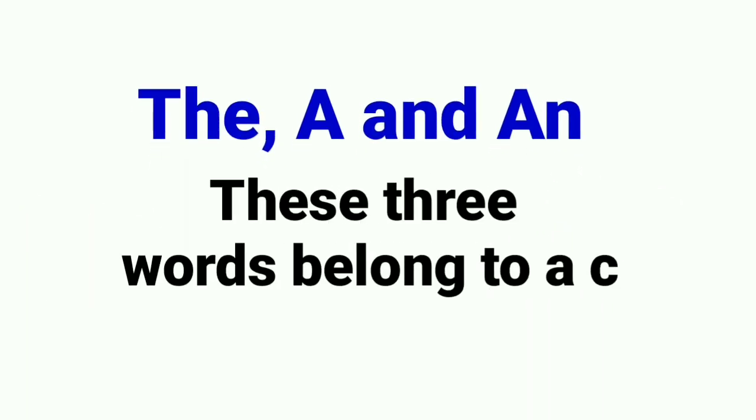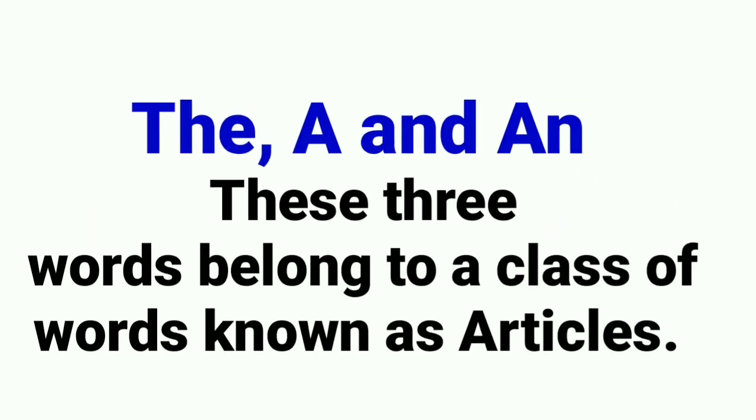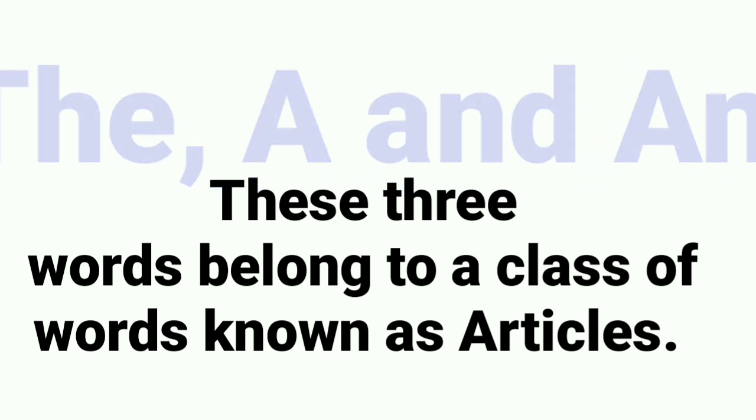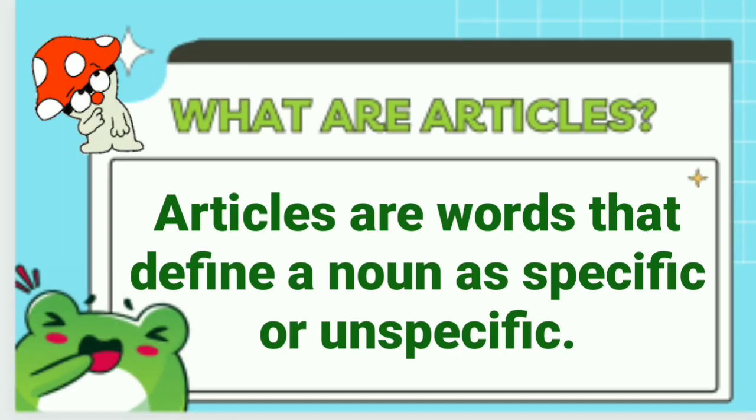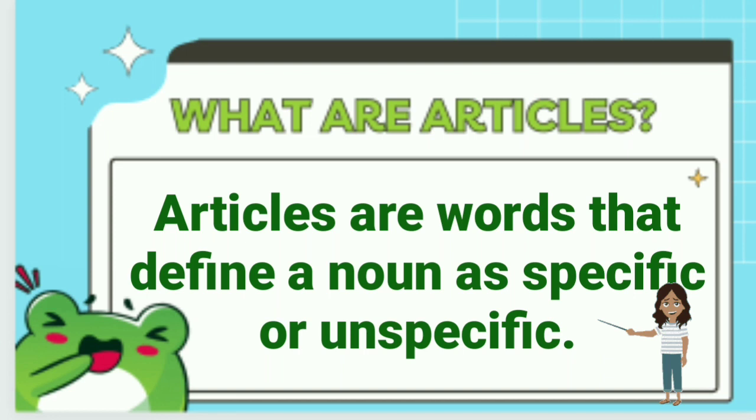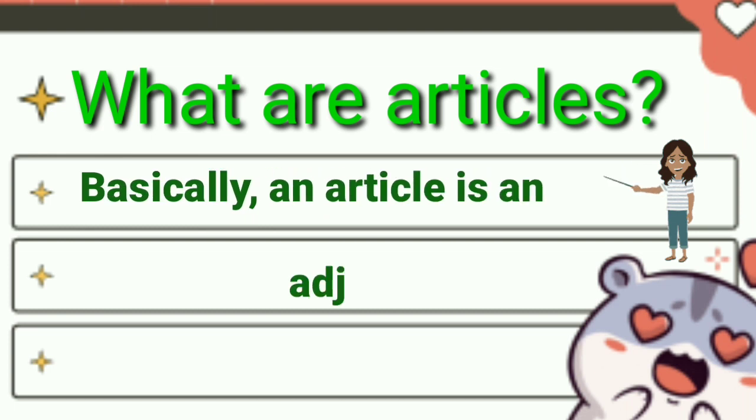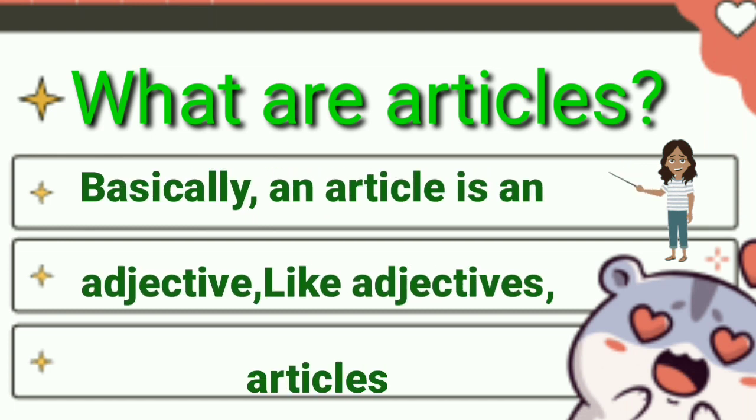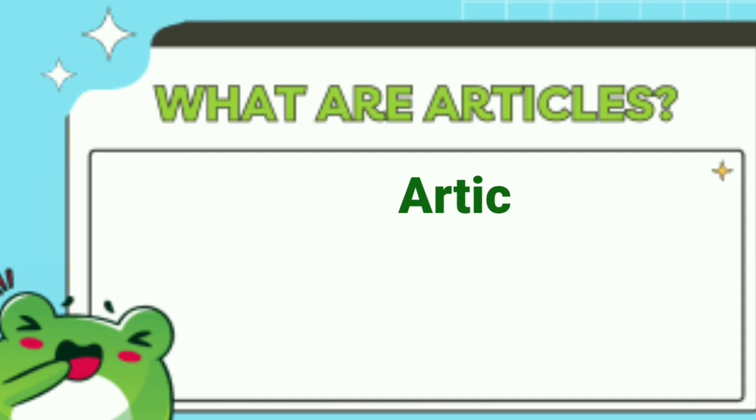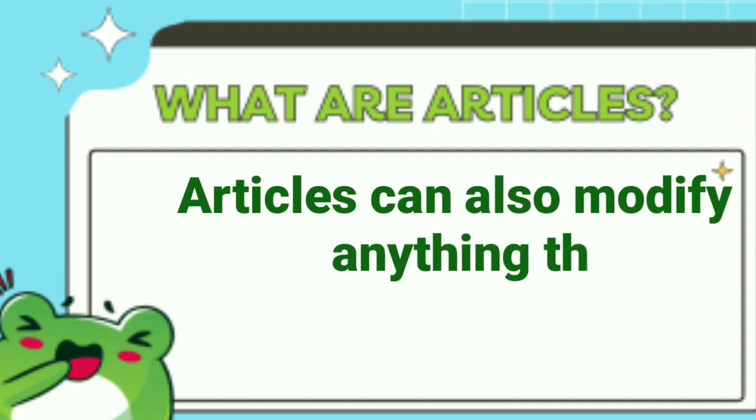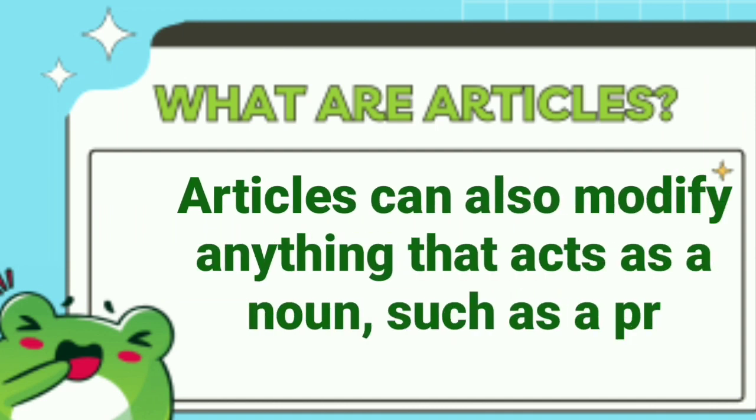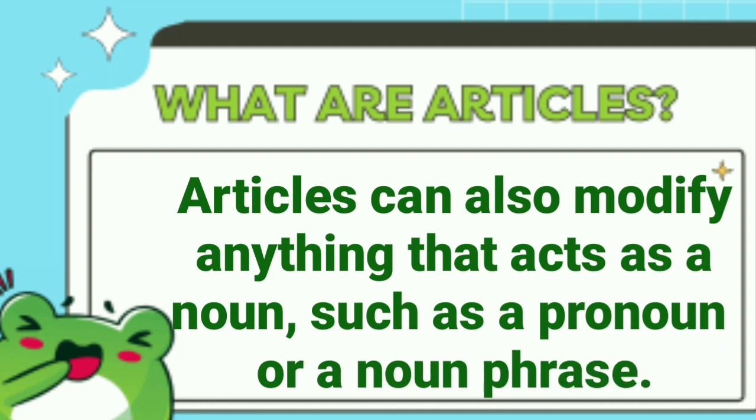These three words belong to a class of words known as articles. What are articles? Articles are words that define a noun as specific or unspecific. Basically, an article is an adjective. Like adjectives, articles modify nouns. Articles can also modify anything that acts as a noun, such as a pronoun or a noun phrase.